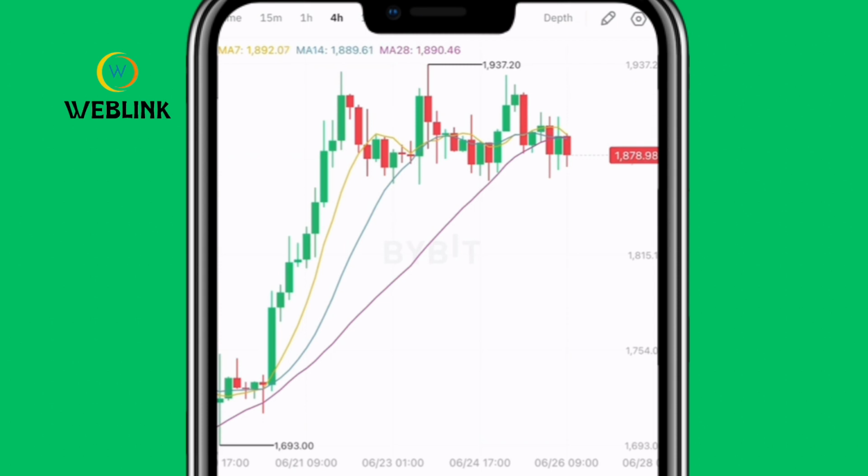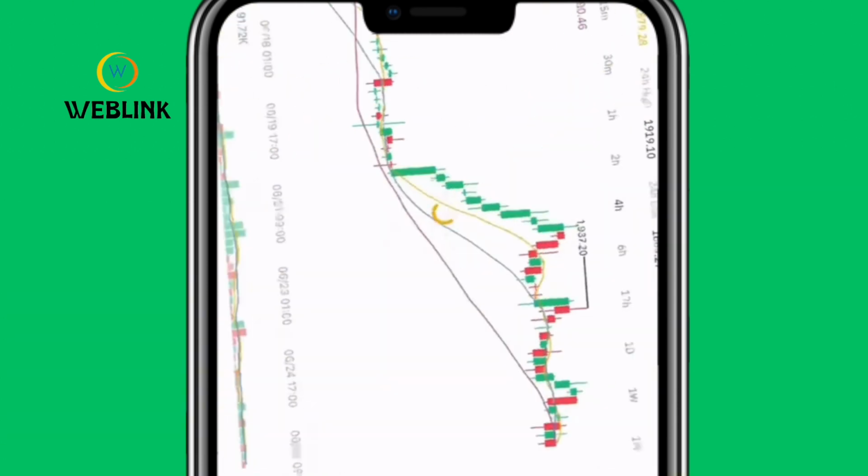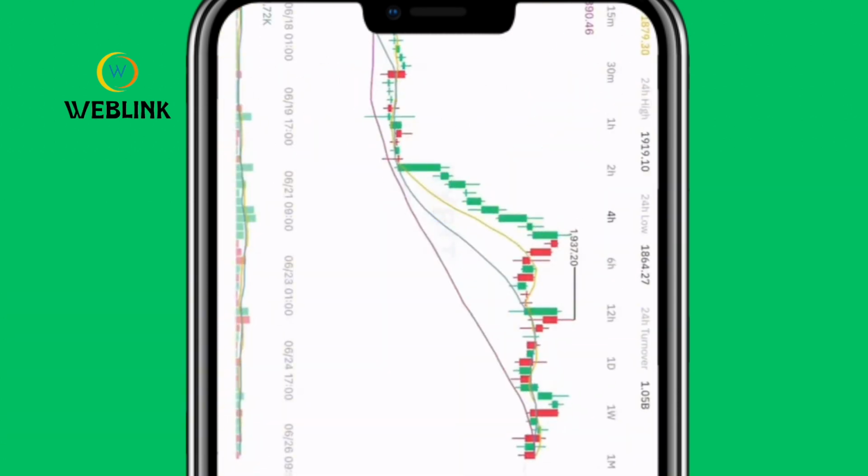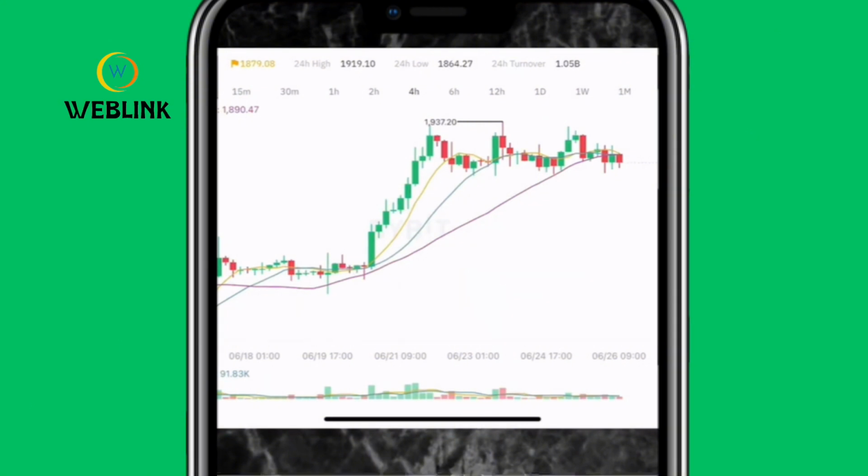Now, to add, let's say, drawings or lines to your chart, you come here to where you have this pencil icon where the arrow is pointing to, and once you tap on it, your screen will change horizontally. Now, at the right side of the screen, you'll be seeing the different icons that you can use for your drawings on the chart.